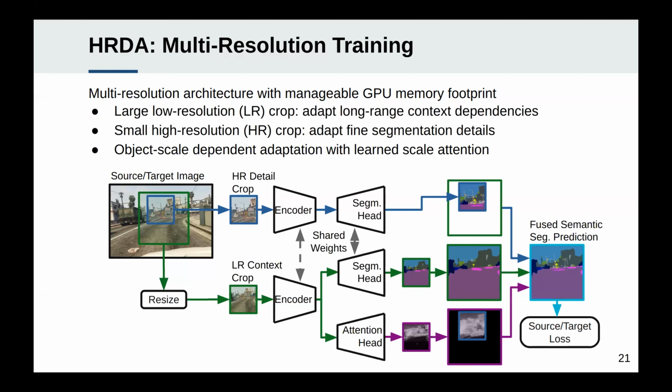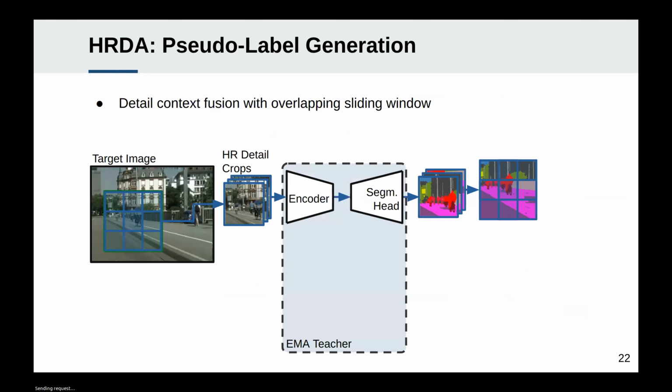Because the fusion will depend on the image, we have an additional attention head, which produces a scale attention, which is a weighting map between the low and the high resolution prediction. And then we have our fused semantic prediction. We can train it. Everything is good. We can combine both advantages of this.